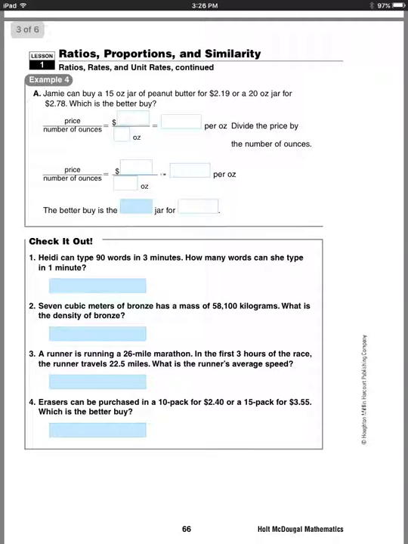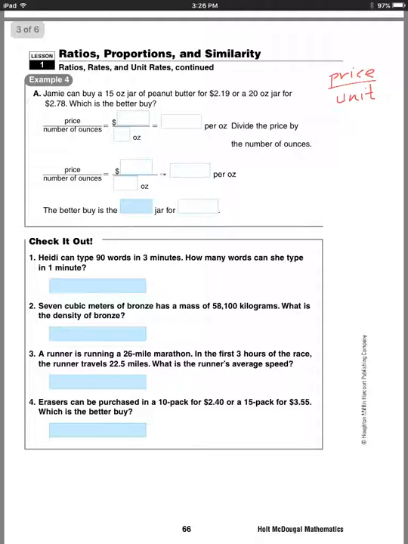Jamie, okay, so this is Best Buy. We did learn this last year if you were in 7th grade math here. Jamie can buy a 15-ounce jar of peanut butter for $2.19 or a 20-ounce jar for $2.78. Which price is the better buy? Now, it always goes price over the unit, okay, because we want that unit to be 1.